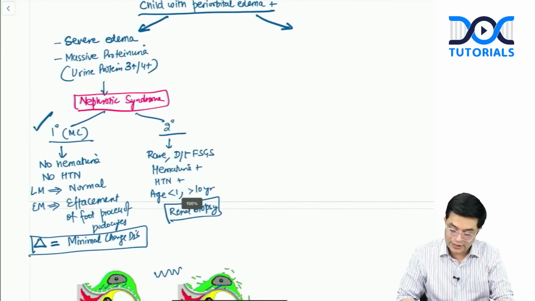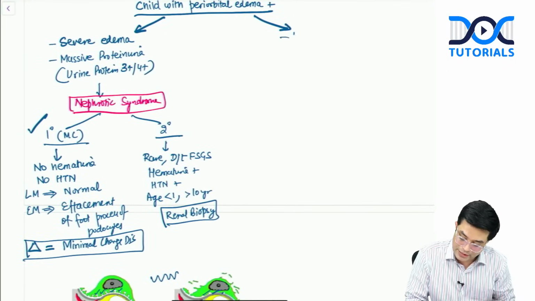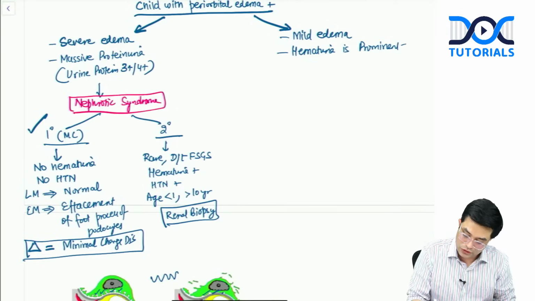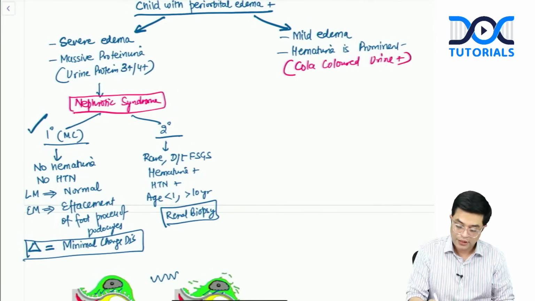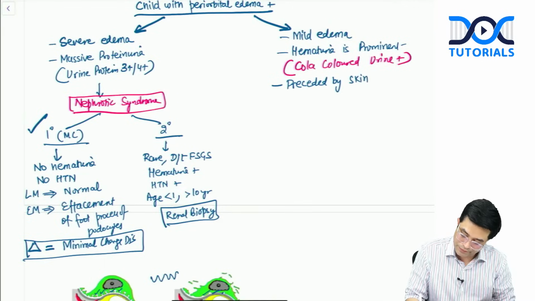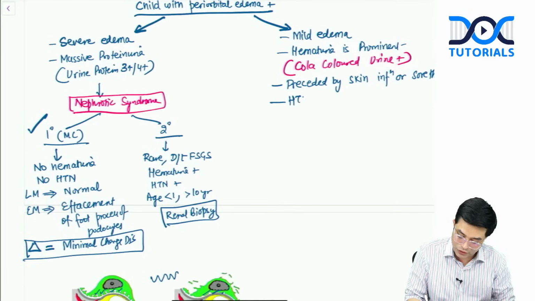सो सेकंड पॉसिबिलिटी क्या है कि चाइल्ड विद पेरिऑर्बिटल एडिमा है बट ये माइल्ड एडिमा है. दूसरा, इन पेशेंट्स में हेमेचूरिया इज प्रोमिनेंट. जब हेमेचूरिया प्रोमिनेंट होगा तो क्वेश्चन बोलेगा पेशेंट में कोला कलर्ड यूरिन है. डार्क कलर्ड यूरिन और कोला कलर्ड यूरिन का हिस्ट्री दिया होगा. थर्ड, इन पेशेंट्स के अंदर क्वेश्चन बोलेगा it was preceded by स्किन इंफेक्शन, जैसे कि बॉइल्स हो या सोर थ्रोट. तो ऐसे पेशेंट्स में हाइपरटेंशन will also be present.